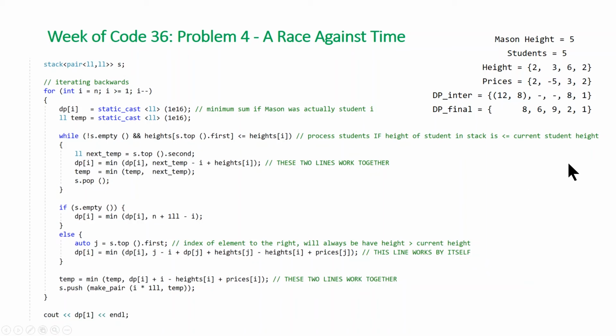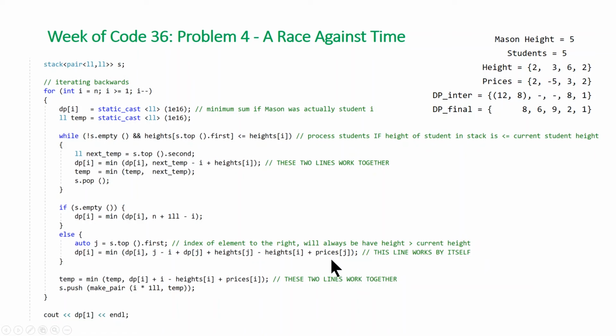In the case where you have a student that has a height that is less than the student that you just processed, you're going to come to this case. And so this line works by itself. It doesn't have two lines that have values that are offsetting each other. You can see that this j minus I is equivalent to the minus I plus I here. The dpj is just equal to the dpi here, and then you have your plus heights minus heights plus prices. So once again, the absolute difference of your heights plus the price of that student.